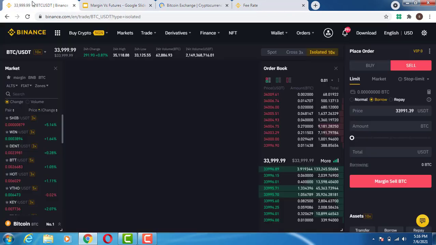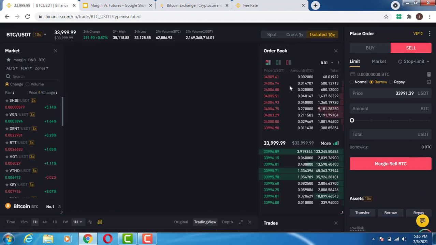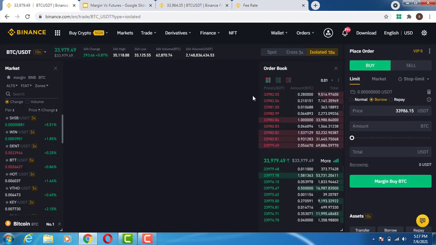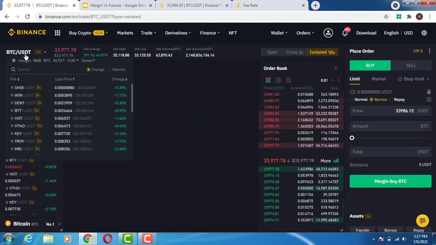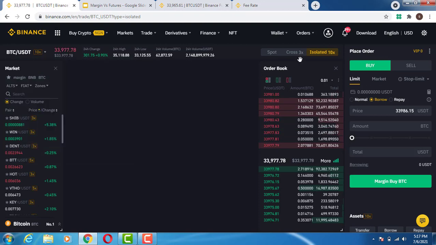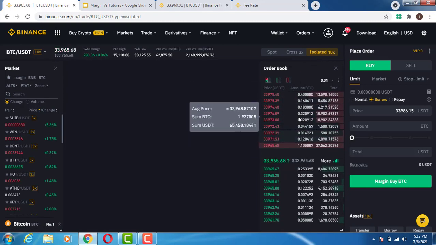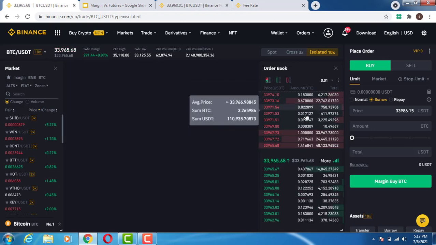Now, when you place a trade on the margin exchange or the margin mode on Binance, you are actually placing a trade on the spot market. That means your order will be placed on the spot exchange. So when you place a trade on margin, you are literally buying BTC. In this case, I have BTC USDT here. So if you place a trade on margin here, either you're using cross margin or isolated margin, your order will be placed in the order book and you will literally have Bitcoin in your margin wallet.